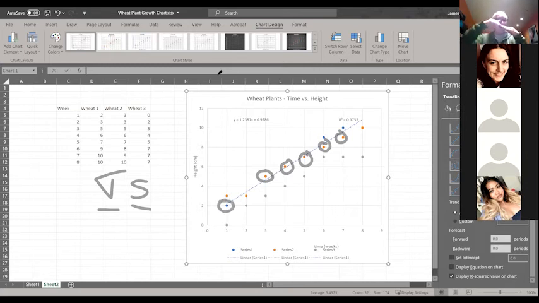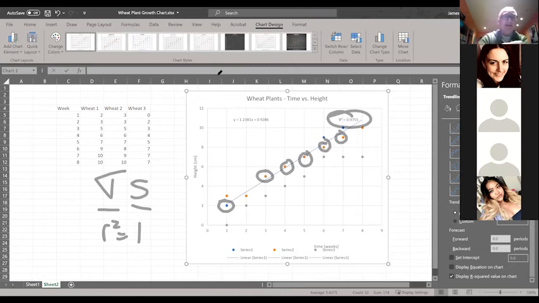And if they're all exactly on the line, our r squared would be equal to 1, which is a perfect correlation between x and y without any variation. Now you can see here our r squared is 0.975, which is excellent.